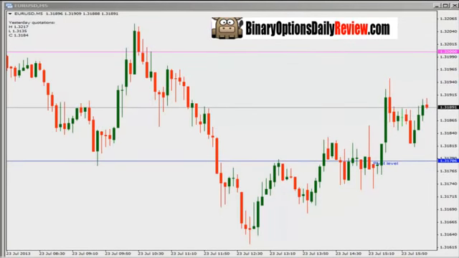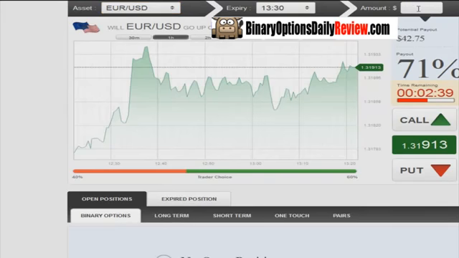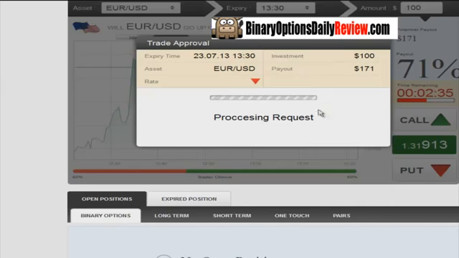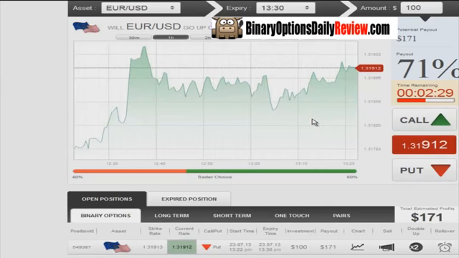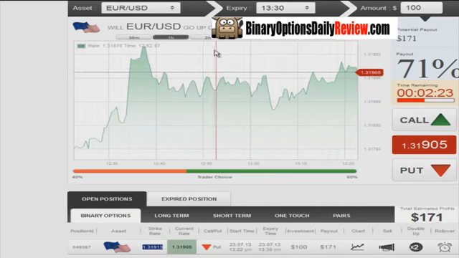I'm coming live with some price action on the binary markets. Currently getting into a trade here at GTOptions, looking at a Euro USD put option. Currently in this trade at 1.31913, and we'll come back to this platform in a second.